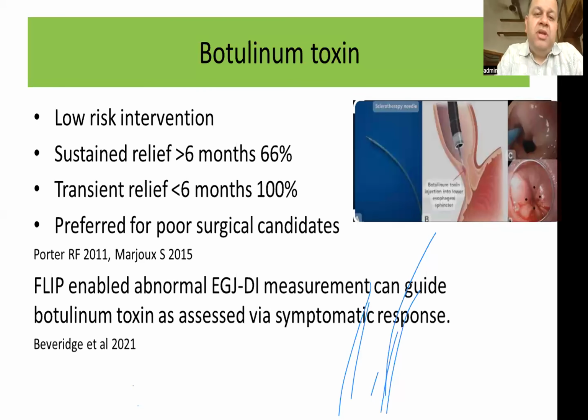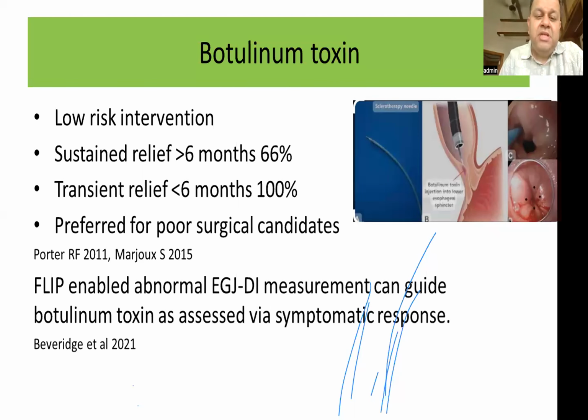Next, we come to botulinum toxin. Now, botulinum toxin is usually used in patients who are poor surgical candidates. It is one of the methods of treatment of achalasia cardia as well. Like achalasia cardia, here we have a motility disorder where the problem is mainly in the esophagogastric junction. So this is a low-risk intervention that offers good sustained relief in nearly 2/3 of patients above 6 months and a transient relief in nearly all patients.